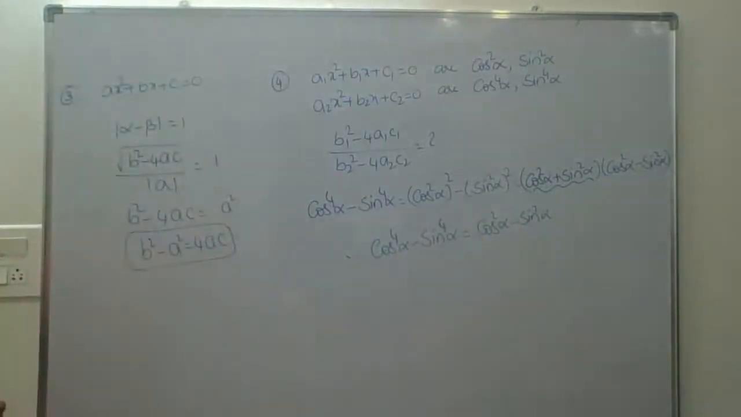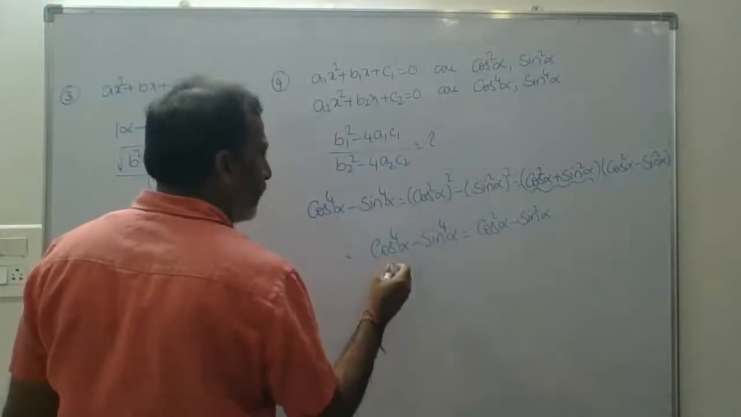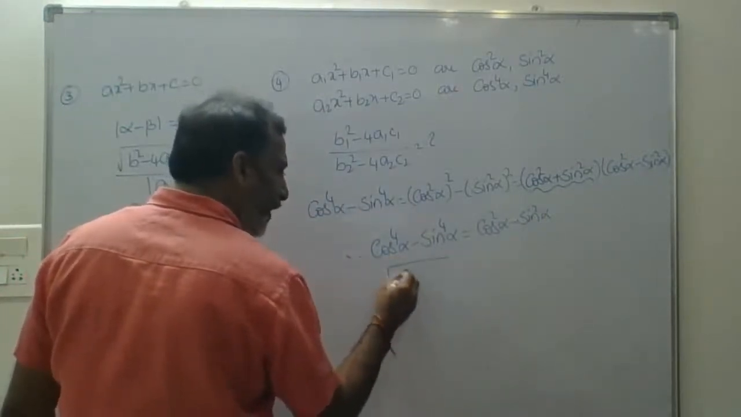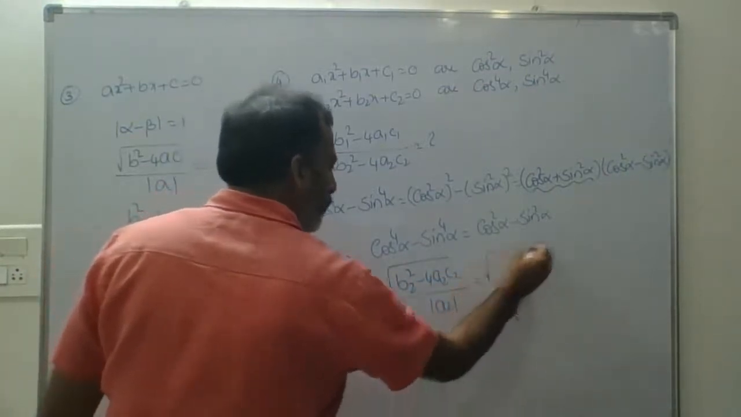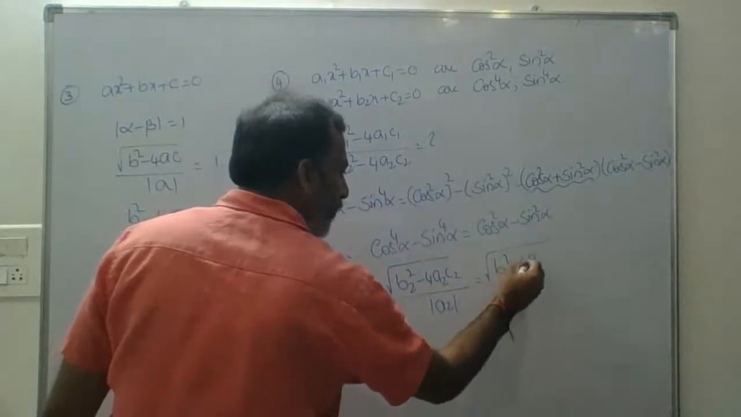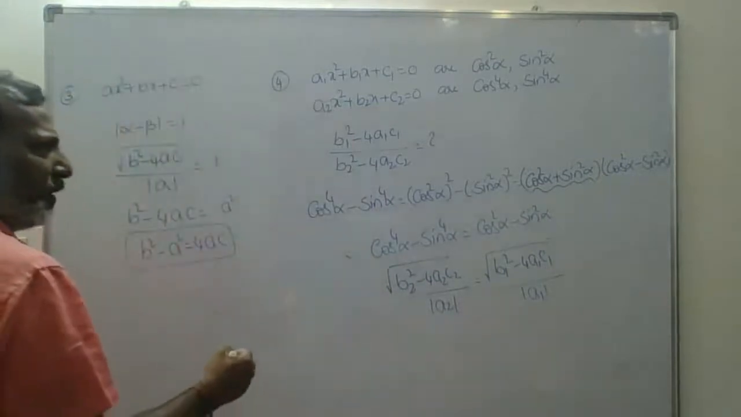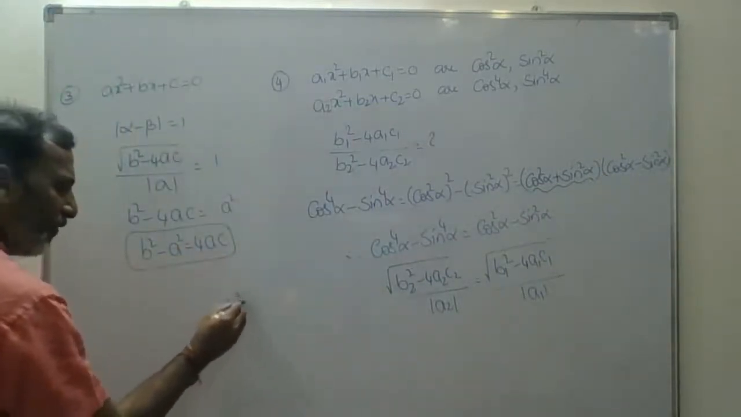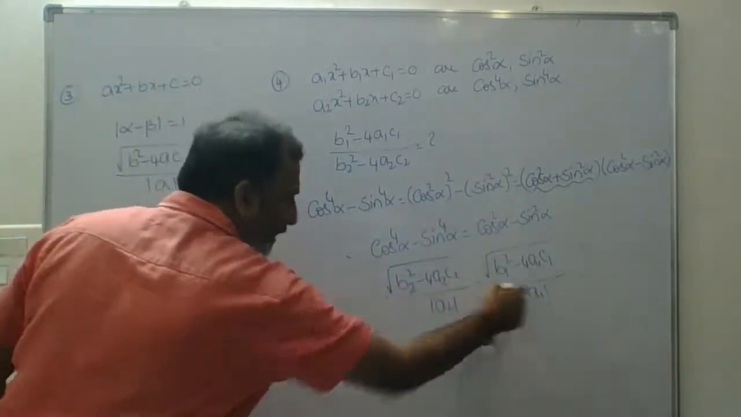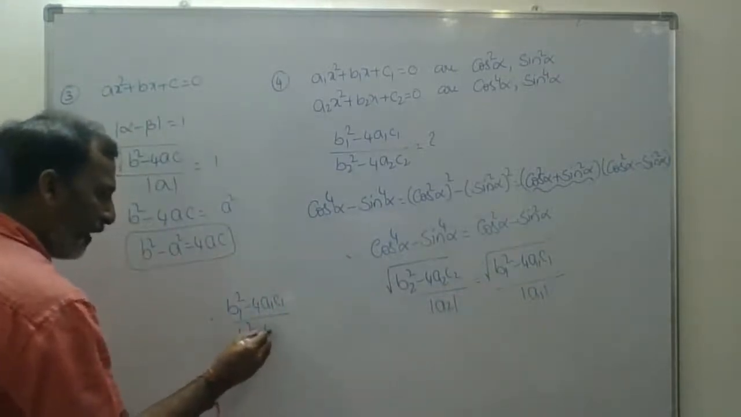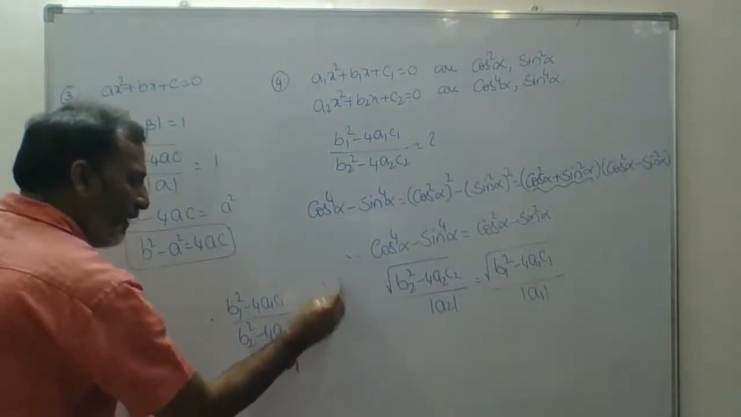What is the difference of the roots formula? Root delta by mod a. What is the difference of the roots of the second equation? Root of b2 square minus 4a2 c2 by mod a2 is equal to root of b1 square minus 4a1 c1 by mod a1. Squaring and cross multiplying, therefore b1 square minus 4a1 c1 by b2 square minus 4a2 c2 is equal to a1 square by a2 square.